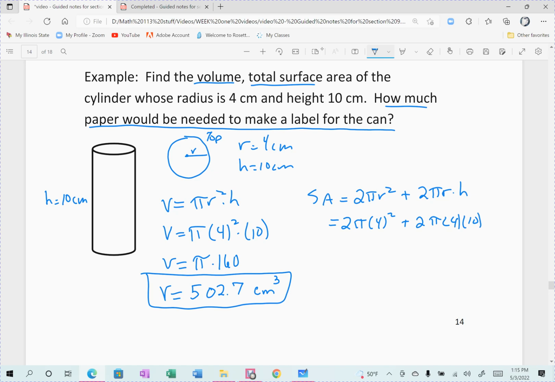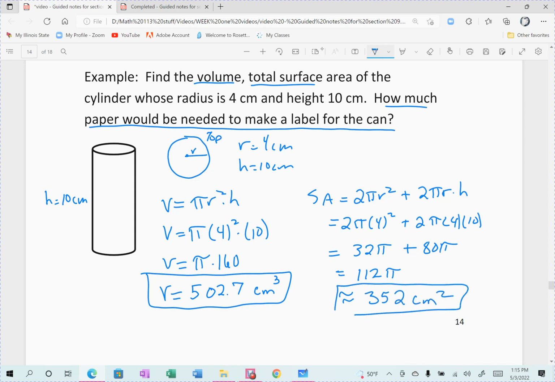And again, I like to simplify the pi's first. And so this is 32 pi. And that's 40 times 2, so 80 pi. And I can add the pi's, or you can also type it in your calculator. But if you wanted to know what the surface area was exactly, it would be 112 pi. And then we use our pi key on the calculator times 112. So the surface area, remember it's area, so it's going to be centimeters squared. So it comes out to be, and again I'll round to the whole number this time, 351.86, so 352 centimeters squared would be the surface area.